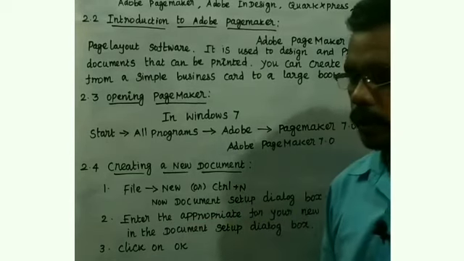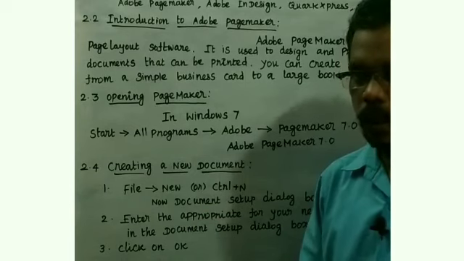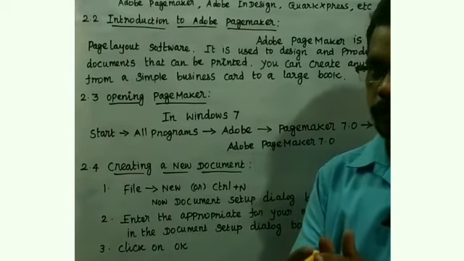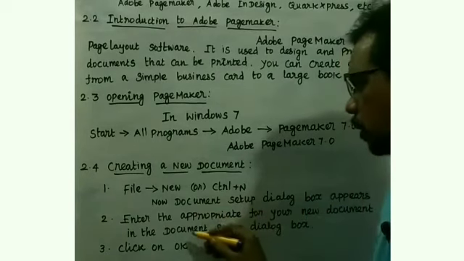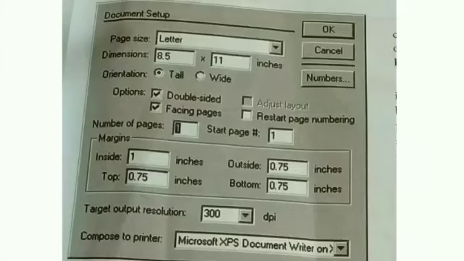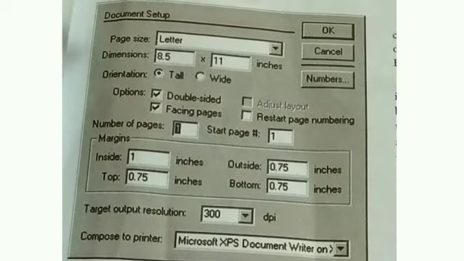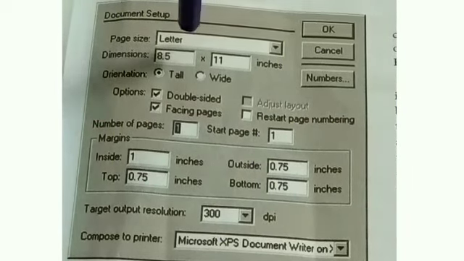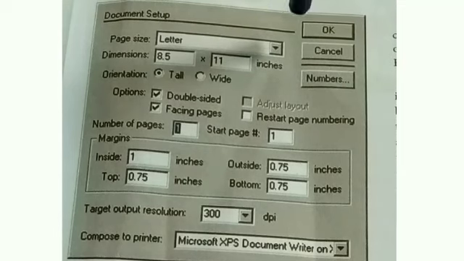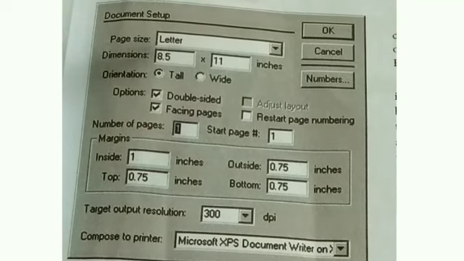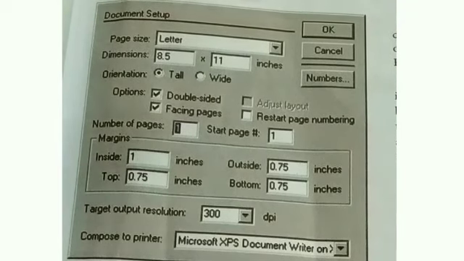If you want to create a new document, we have to set the margins, the page orientation and the paper type in the Document Setup dialog box. Now the Document Setup dialog box appears on the screen. First, we have to set the paper size format. If you open the drop down list of page size, it will display many options, for example letter, legal, A3, A4, like this. We have to set any one of the page size formats.